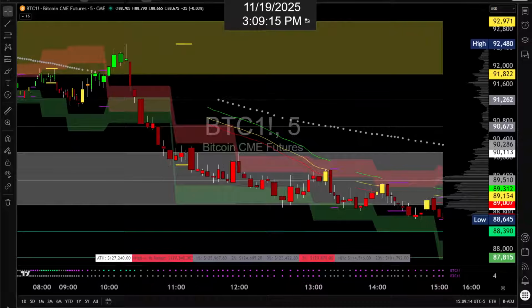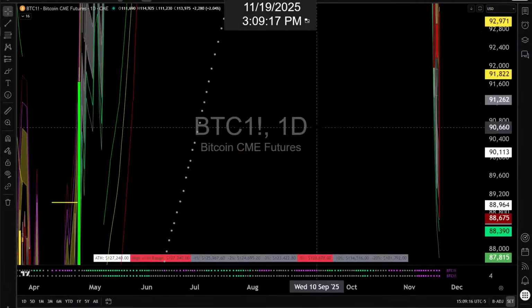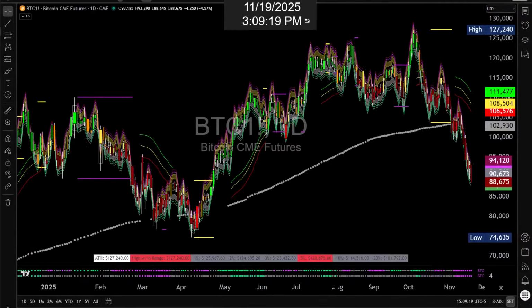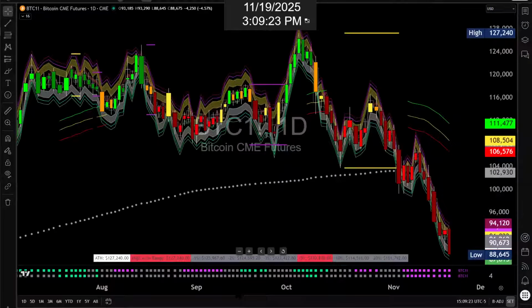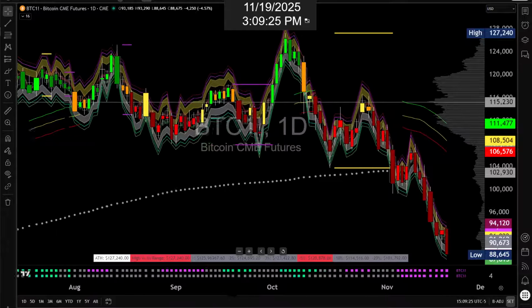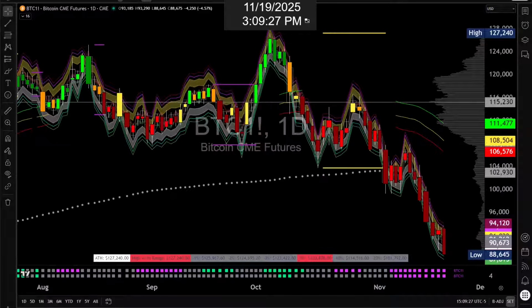But the bigger picture question for a lot of traders is, okay, Rag, what do I do with Bitcoin right now? And there's two time frames I'm going to share with you. Number one is the daily. If you have more of a swing trading approach, and for me, that's mostly off the daily time frame. So this is the daily that I'm looking at right now. Bitcoin is in a downtrend.